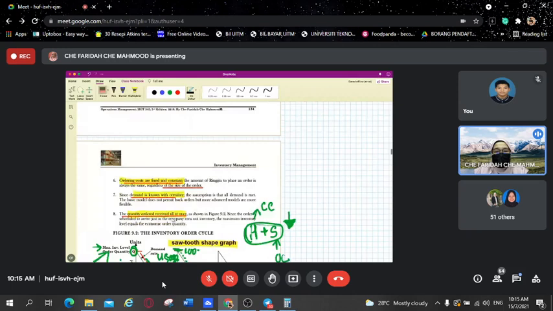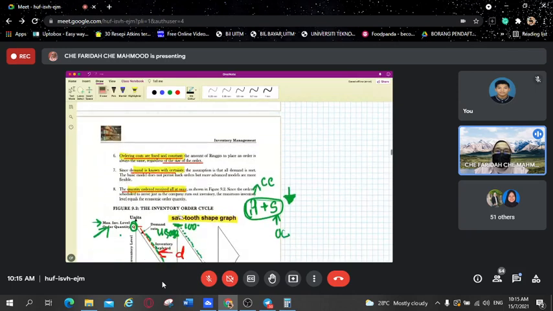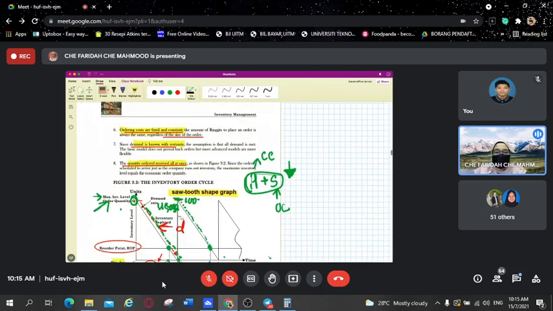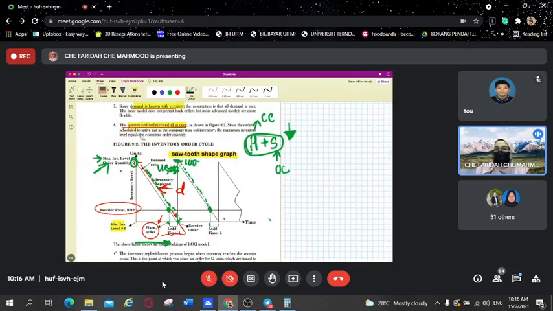And ordering cost, received all at once. It means when I order 200 from Adik, Adik will deliver 200, not 100 first and 100 later. No. It is received all at once. Okay, these are the things I need to refer to. I need to explain this.